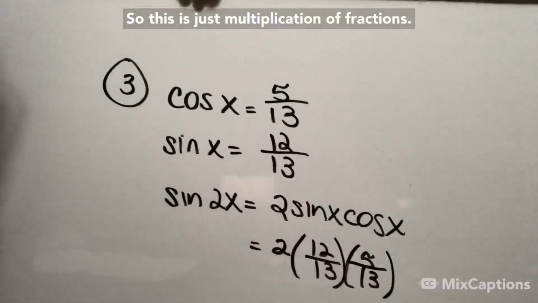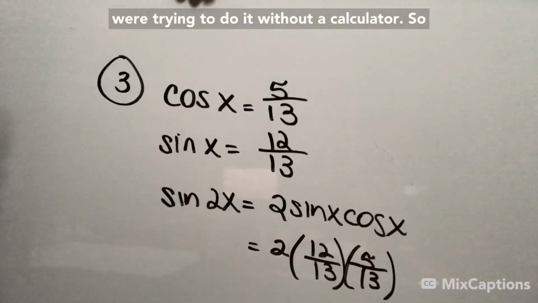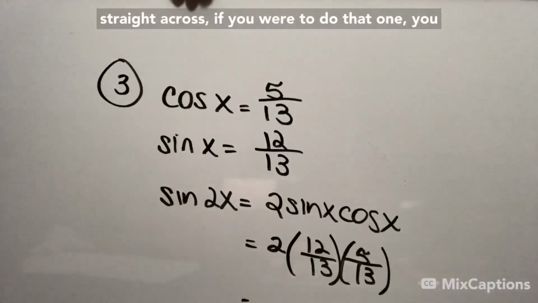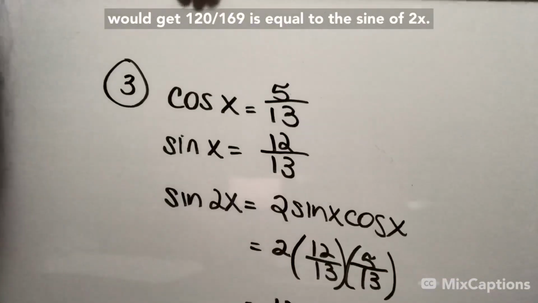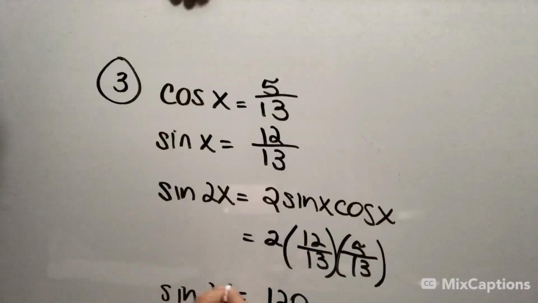So this is just multiplication of fractions. You would multiply straight across if you were trying to do it without a calculator. Straight across, if you were to do that one, you would get 120 over 169 is equal to the sine of 2x.